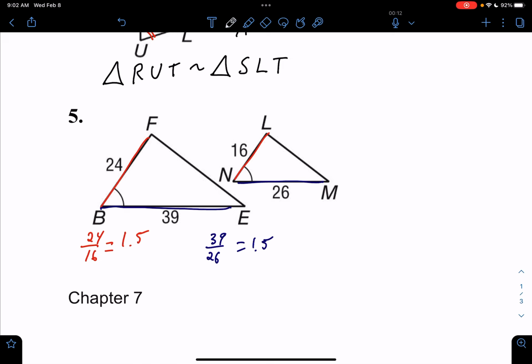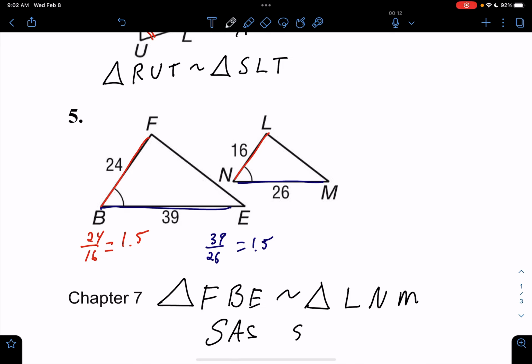I will have to write, okay, so triangle FBE similar to triangle LNM. SAS similarity.